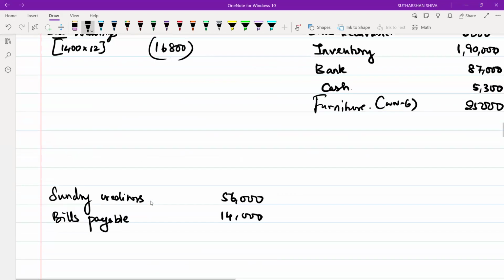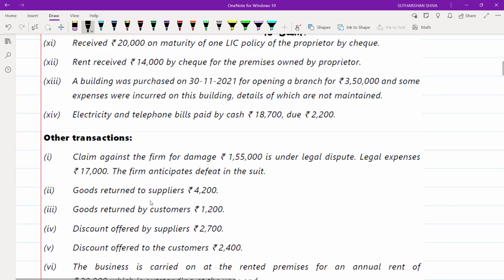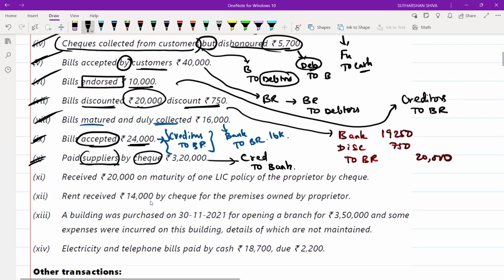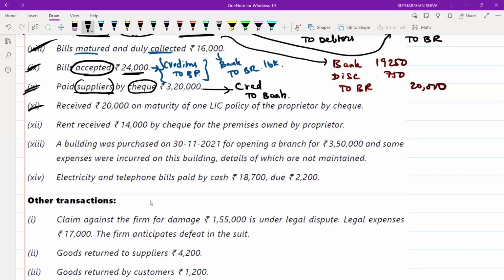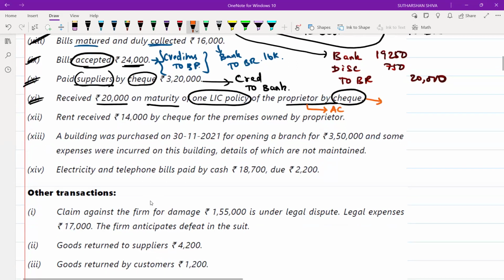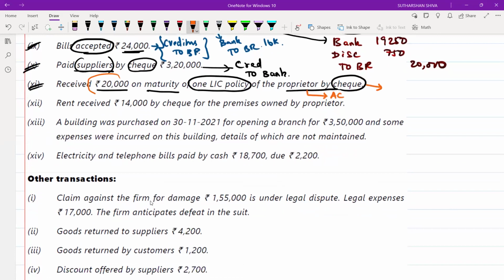Next, come to my 11th adjustment under the cash transactions, that is, received 20,000 on maturity on one LIC policy of the proprietor by check. Anything received in the name of the proprietor and put into the business is known as what? Additional capital. Very good. It is paid by check, so the bank column should be affected. So this additional capital will also affect my balance sheet.